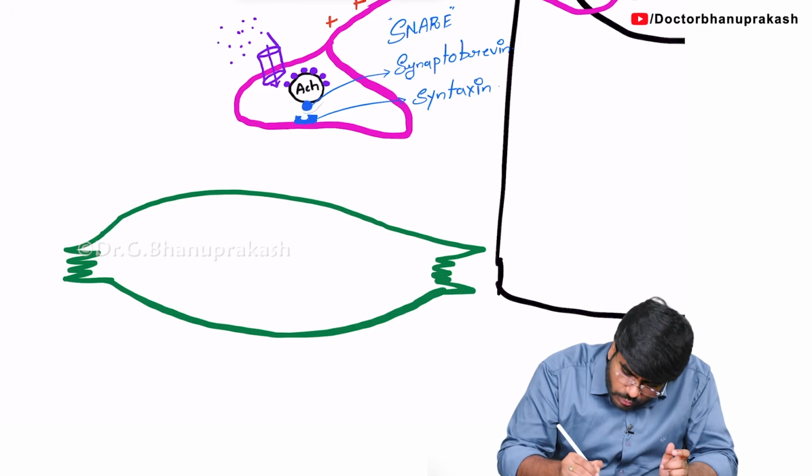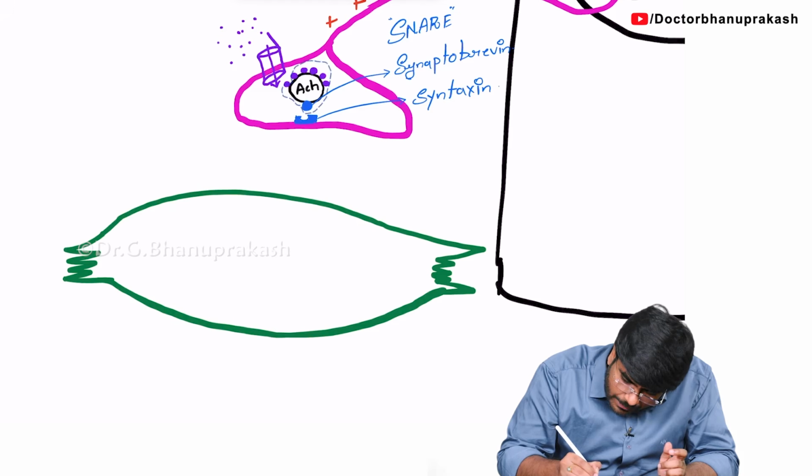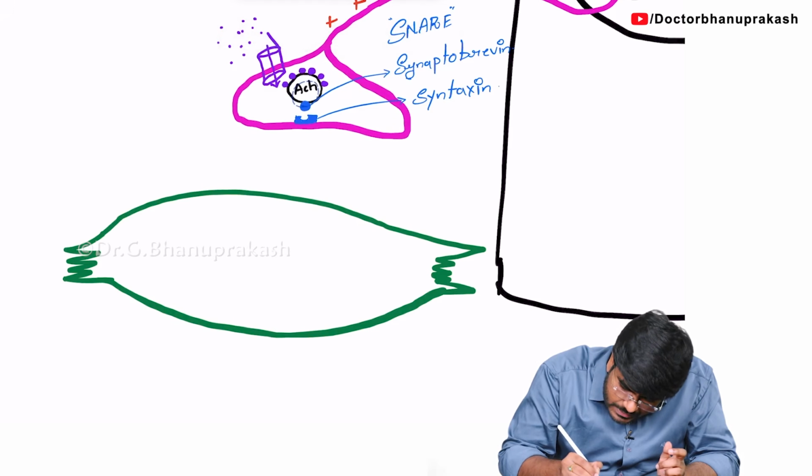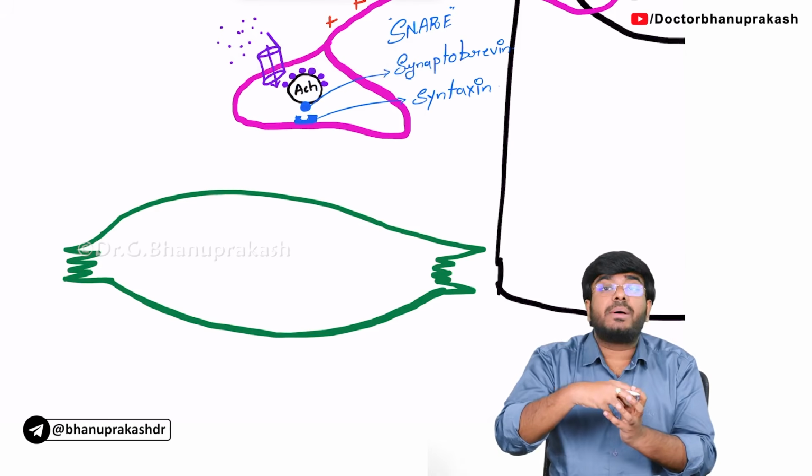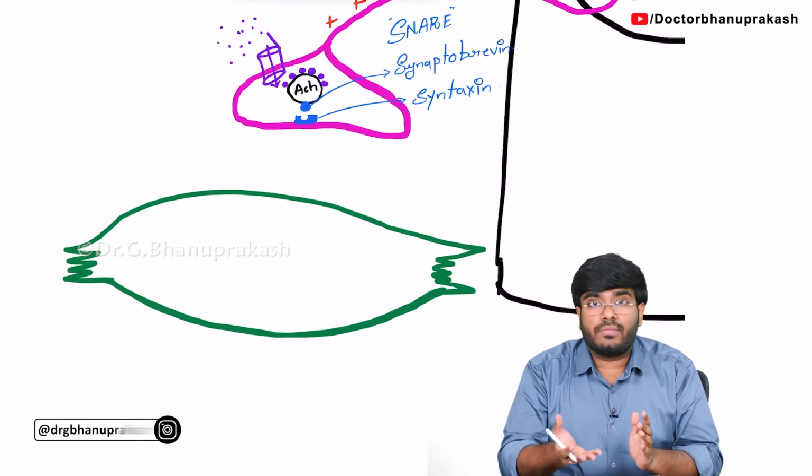So what exactly is going to happen? Let me tell you. This synaptobrevin is actually going to come and fit here with the syntaxin like this. So that docking, that interlocking, is a must for the exocytosis of the neurotransmitter.